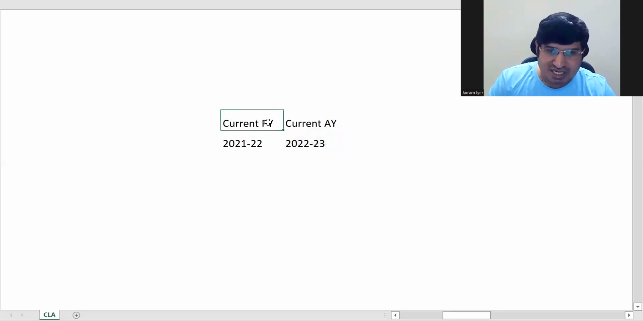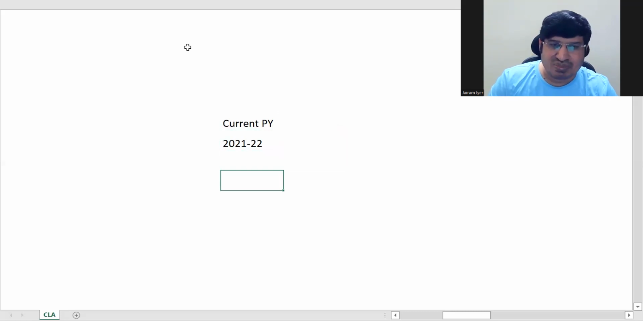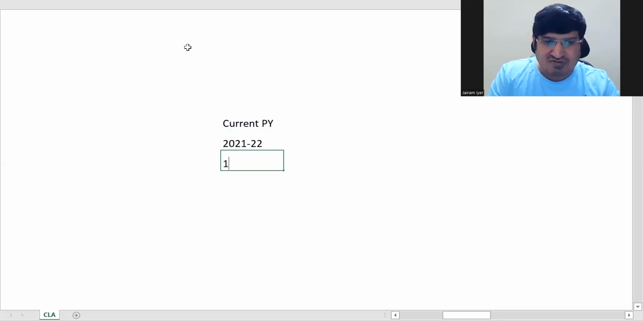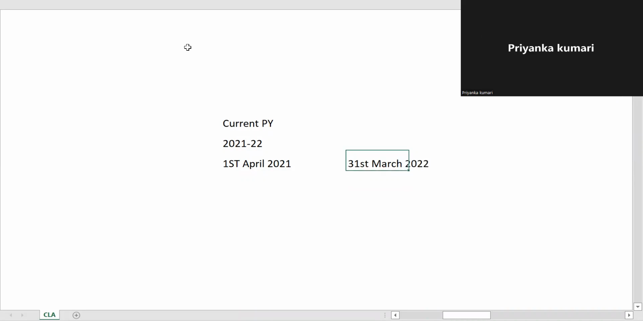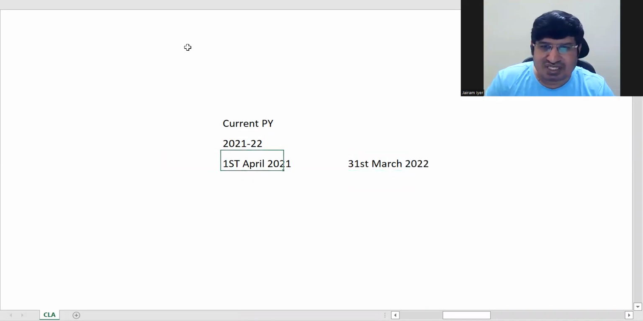So for now forget about the assessment year. This is the current previous year. 21-22 means what is the date range? It starts on 1st April 2021 and ends on 31st March 2022. So this is the date range of your current previous year.